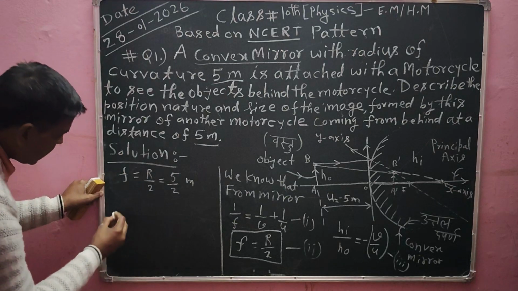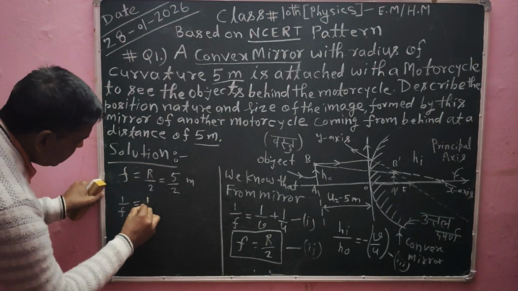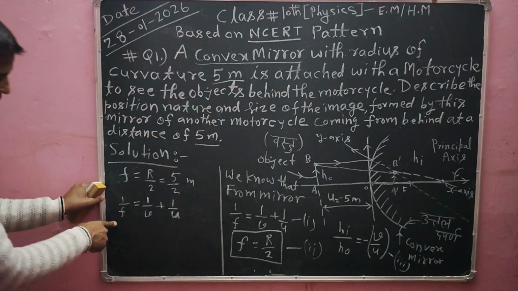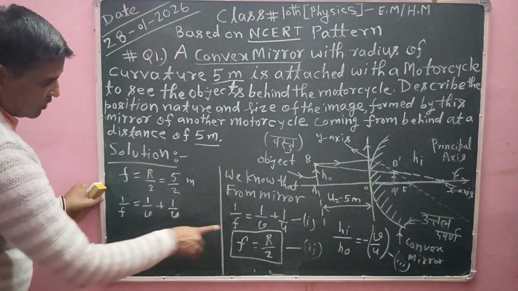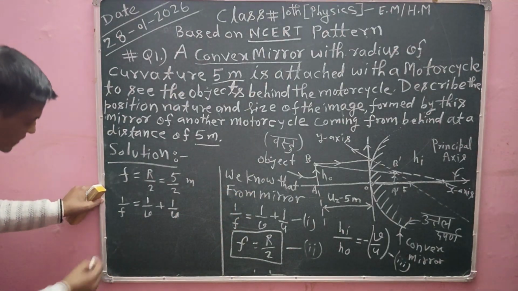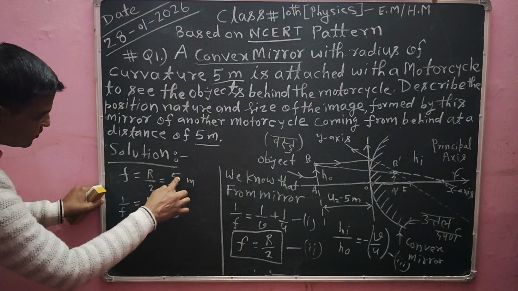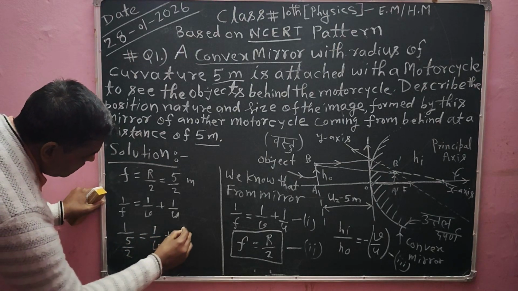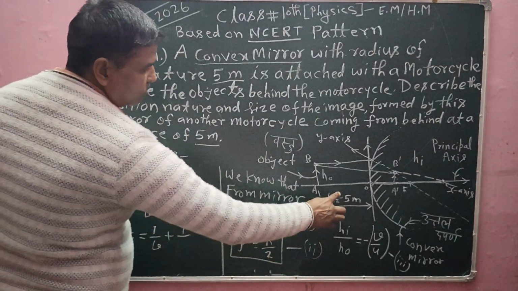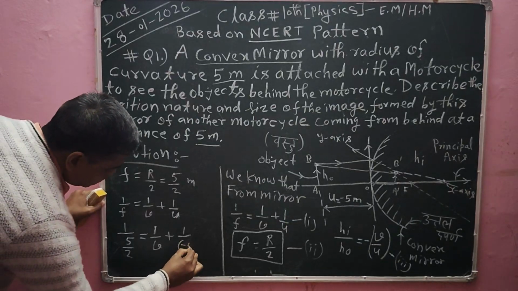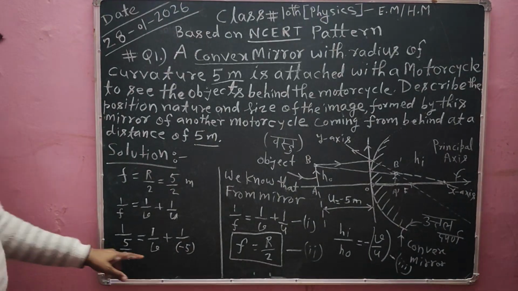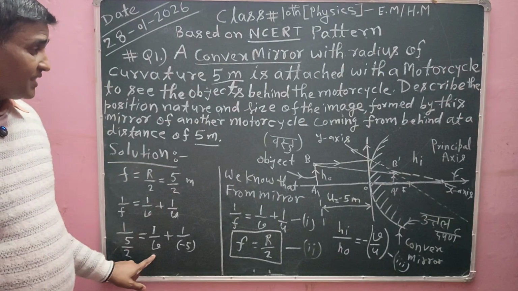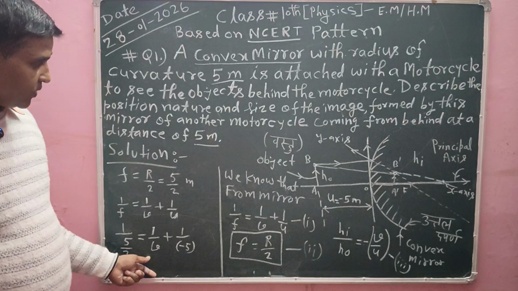Mirror formula. So here I will write 1 by F, which is equal to 1 divided by V plus 1 divided by U. So I will substitute the value of F and also the value of U in equation number 1, that is in formula number 1, to evaluate the value of V. So here I will put the value of F, that is given here, 5 divided by 2. So here I will write 5 divided by 2, which is equal to 1 divided by V. Here I will put 1 divided by U. The value of U is already available in the diagram, that is minus 5 meter. So in the bracket I will put here minus 5 meter. Now further I will simplify. After simplifying, I will get the value of V, that is the image distance from the optical center of the mirror to the image. So we will evaluate the value of V.